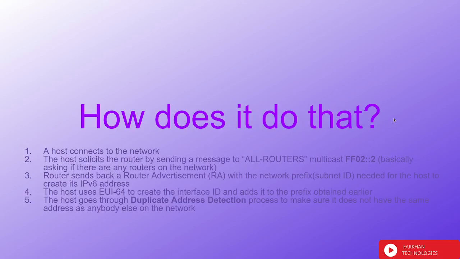How does it work? A host, right? Let's take a PC. It connects to the network, right? Then that same host solicits the router by sending a message to all routers, Multicast, which happens to be FF02::2, and it basically asks, hey, what's going on? Are there any routers? Respond to me. Are there any routers on the network?